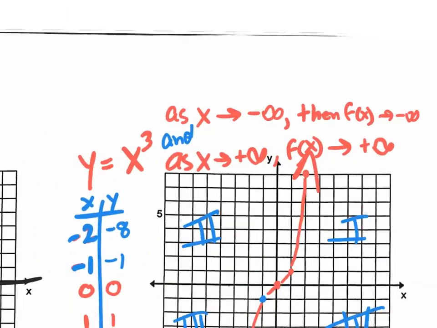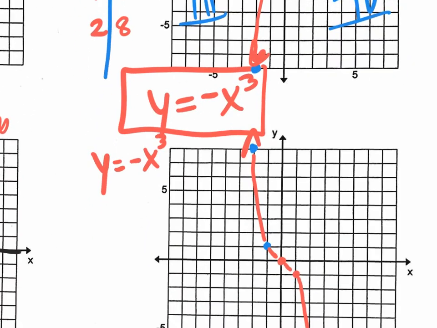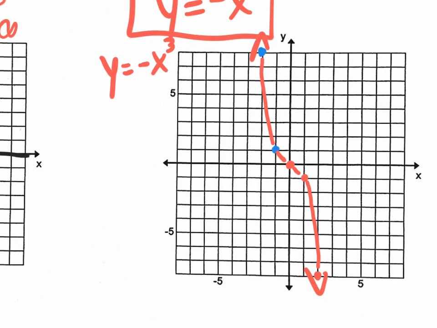So let's go back over here to the y equals x cubed. The end behavior is up here in the first quadrant and down here in the third quadrant. So if I reflect it over the x-axis, this is going to go down, this is going to go up. Make sense? So that's what it would look like if you reflect it over the x-axis.